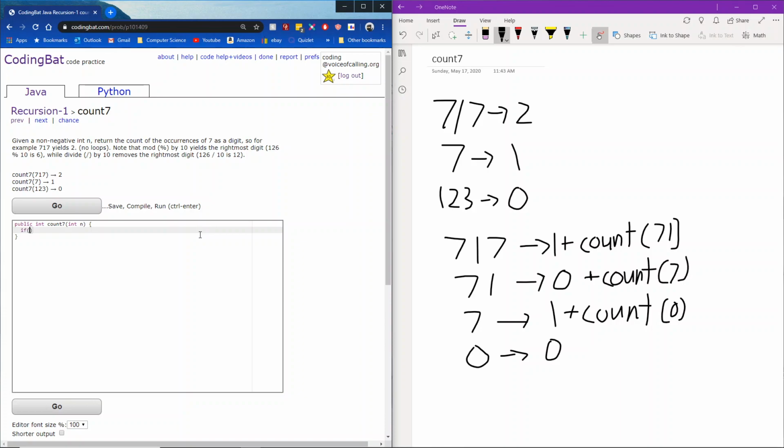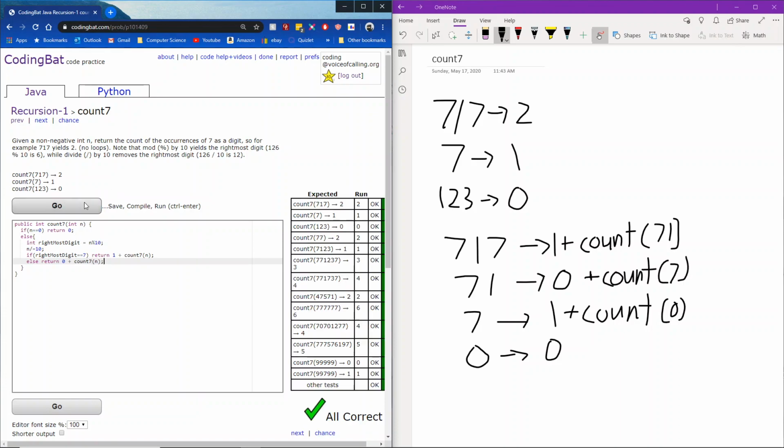So for the base case, when n equals 0, then return 0. Else, we check the rightmost digit, which would be n mod 10. And then we would divide by 10 to get whatever is left after we take the rightmost digit. So if the rightmost digit equals 7, then we return 1 plus count7(n/10). If it's not 7, then we would return 0 plus count7(n/10). And there it is.